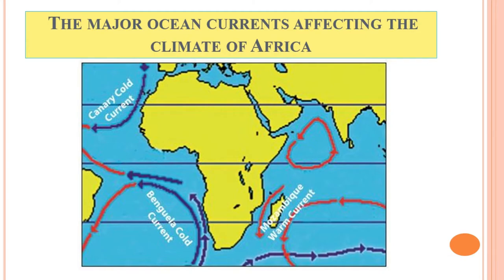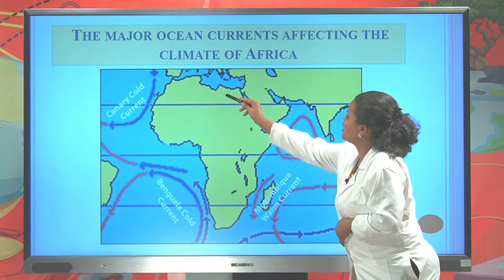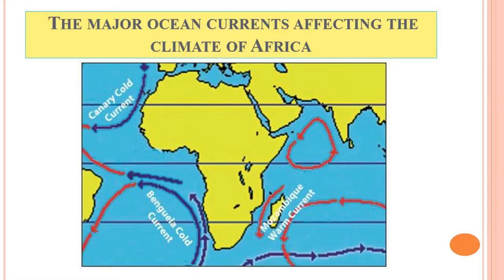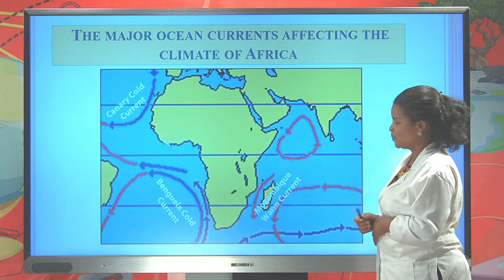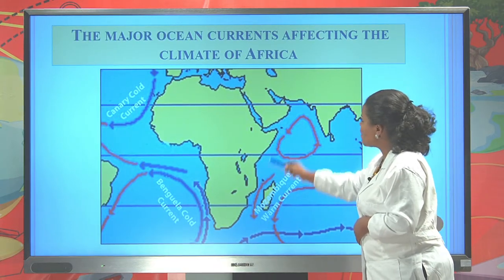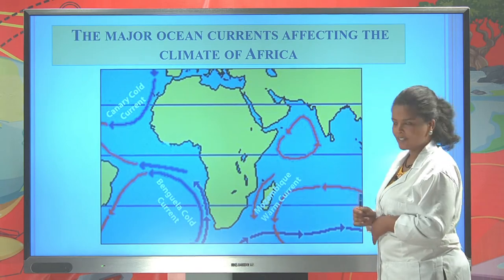The Benguela cold current and the Canary cold current affect the northwest and the southwest of Africa. And the Mozambique warm ocean current affects the southeastern part of Africa.